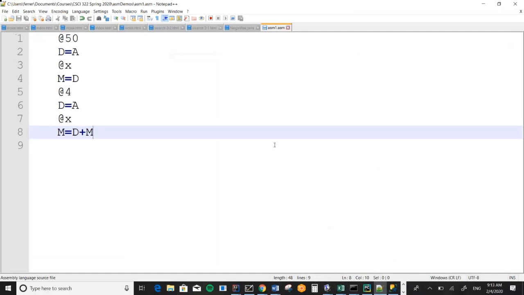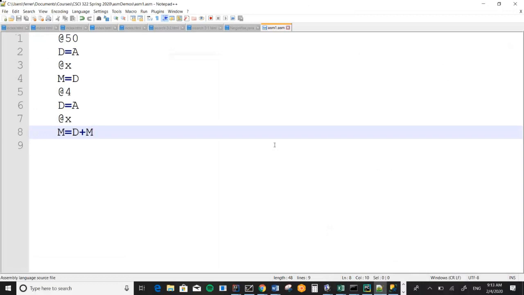So here is a very short and somewhat pointless assembly language program, but let's walk through it and get a feel for how it works. So you'll notice alternating A and C instructions. This is going to be a very common pattern in the machine language programs that you write. So at 50, D equals A. So let's just stop right there.